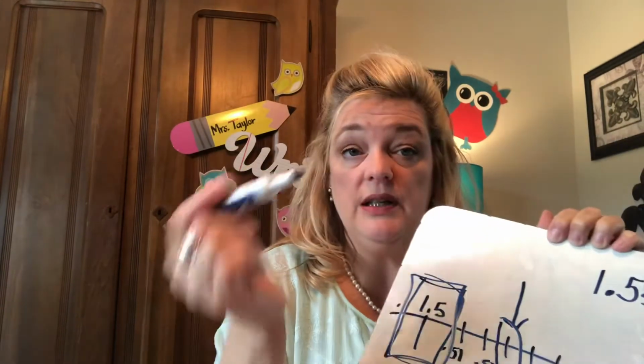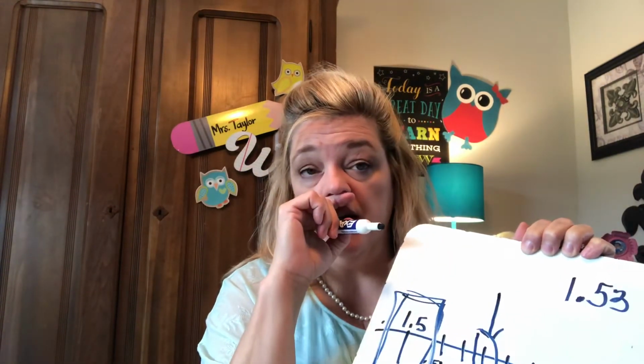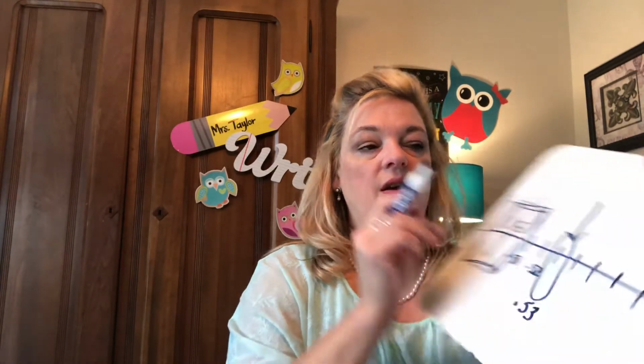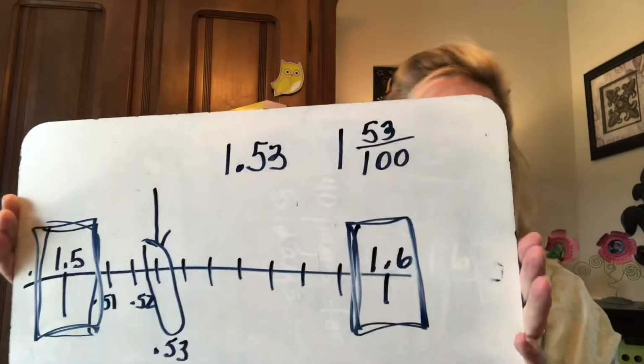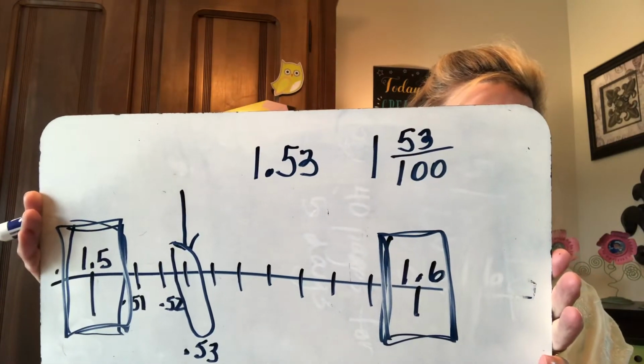The next question is to ask, they want it as a mixed number, which is a fraction. So my 1 is the same. It's whole. It's always a whole number. We can't change the value. That is what it is. But I read this as 1 and 53 hundredths. So that is your answer.